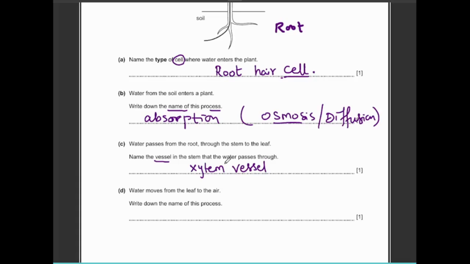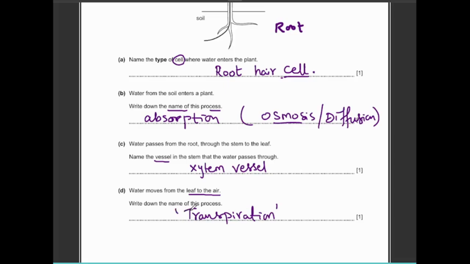Water moves from the leaf to the air. Write down the name of the process. So here, from the leaf into the air, that means it is evaporating, diffused into the atmosphere. What is that process known as? Transpirational pull is water upliftment, water being taken into the stem. But here they are asking about leaf to the air, and that is transpiration.